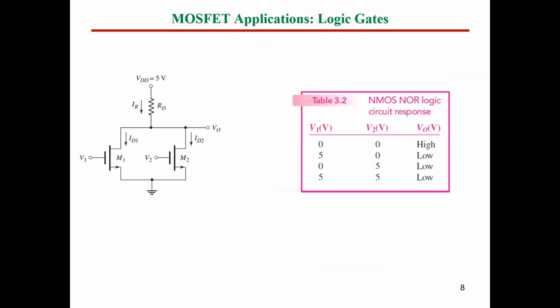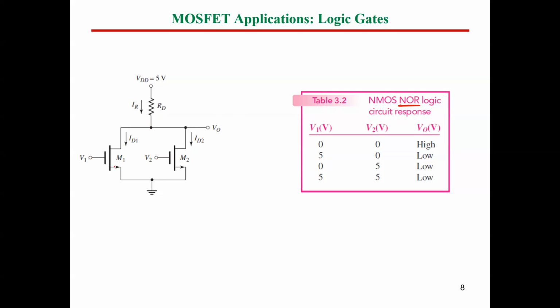Another application for the MOSFET is logic gates. Logic gates are like OR gate, NOR, AND, NAND, NOT gate, and so on. So here we have just an example for a logic gate, like NOR logic. If we have two parallel transistors like that, the input gates to these transistors are going to be our inputs to the logic gate.